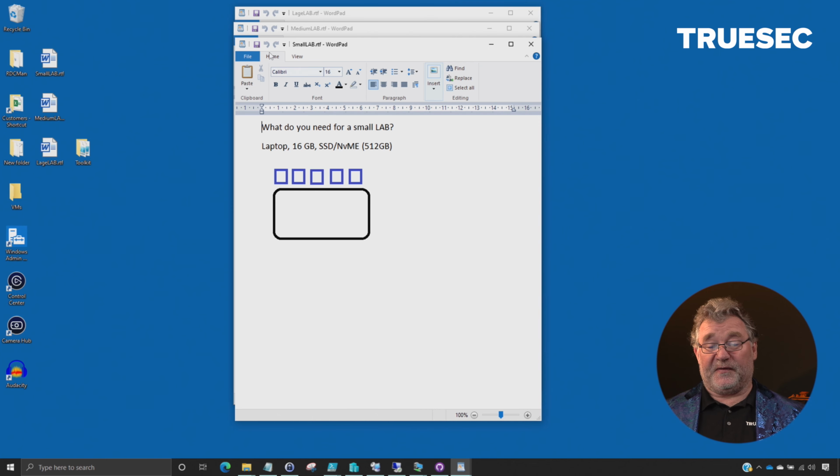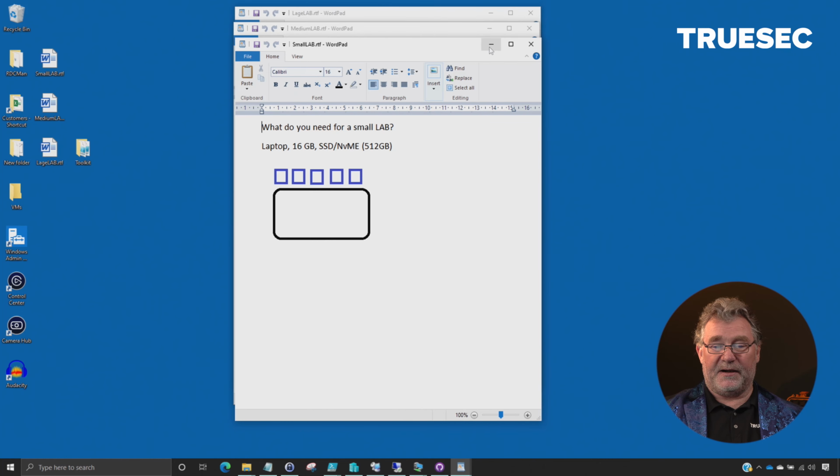Okay, so what do you need for a smaller lab environment? Well, I would say that a laptop, 16 gigs of RAM, and a fast SSD NVMe drive, 512 gigabyte, is going to be sufficient for what I just did. Building a couple of VMs, running a couple of VMs, having internet access to them, play around. That's going to work. It's a good start. You need something. Now, you can, of course, be bigger and better.